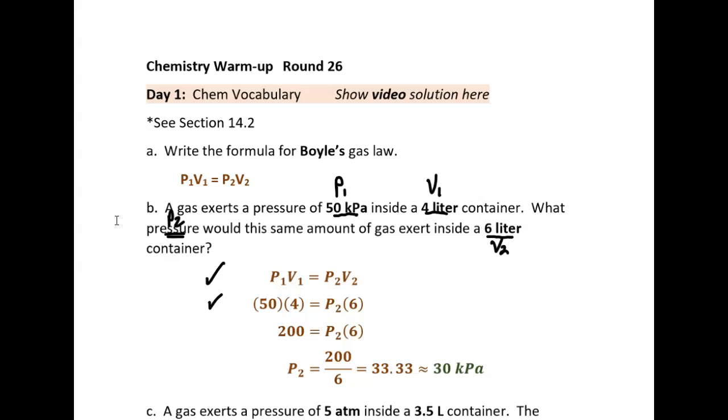You'll see in the next step that the values are substituted in for 3 of the variables, leaving the unknown P sub 2. And then it's an algebra problem, right? Solve the equation. 50 times 4 makes 200. Then divide both sides by 6 to get the P2 alone. The result is 33.33 on a calculator. And then using the rules about rounding and significant figures, we round it to 30 kilopascals.